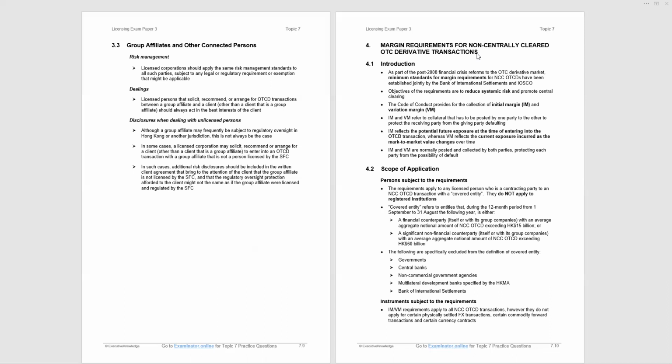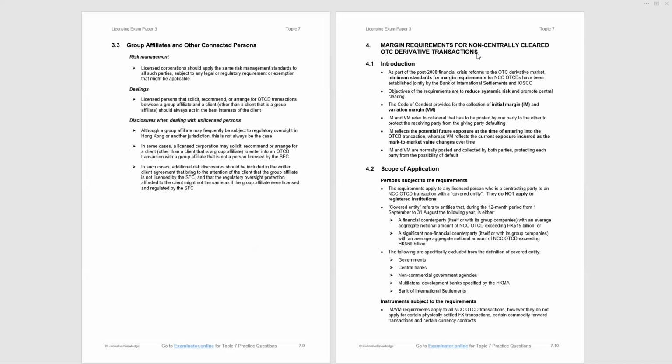Now, a lot easier to examine. The following are specifically excluded from the definition of covered entity. So these parties do not have to consider posting margin. Governments, central banks, non-commercial government agencies, multilateral development banks specified by the Hong Kong Monetary Authority, and the Bank of International Settlement itself. It's putting forward the rules, but it doesn't have to play by them. I would remember that list, or I'd be aware of that list. You never know if a question pops up. That would be quite easy.